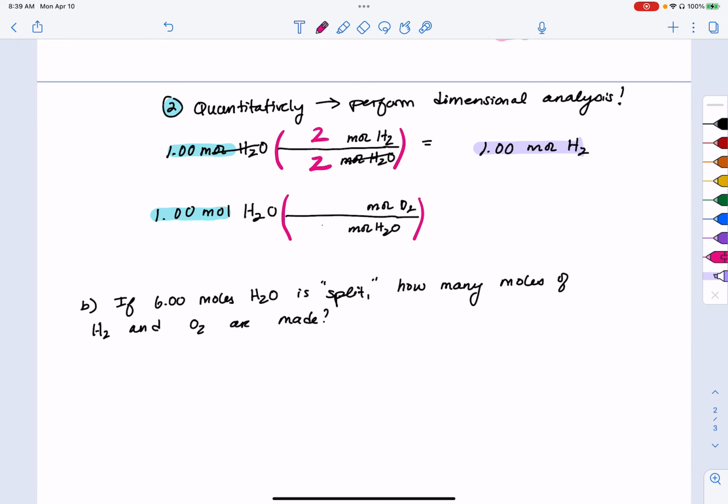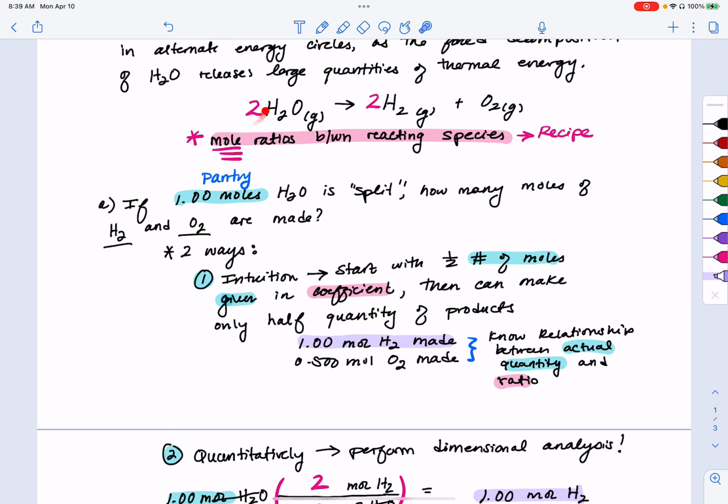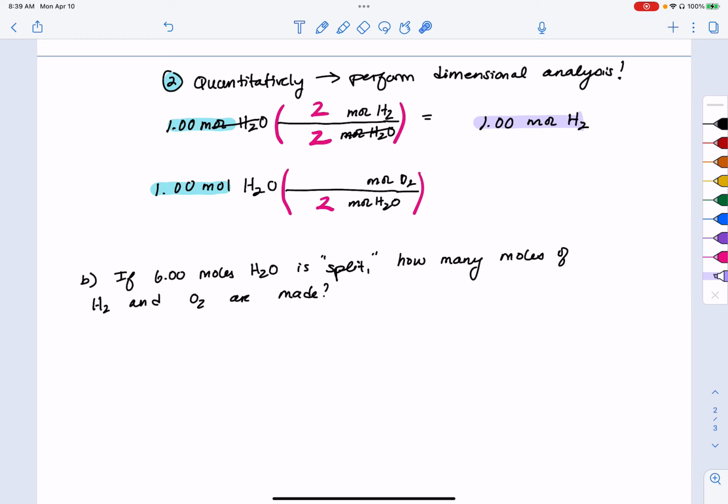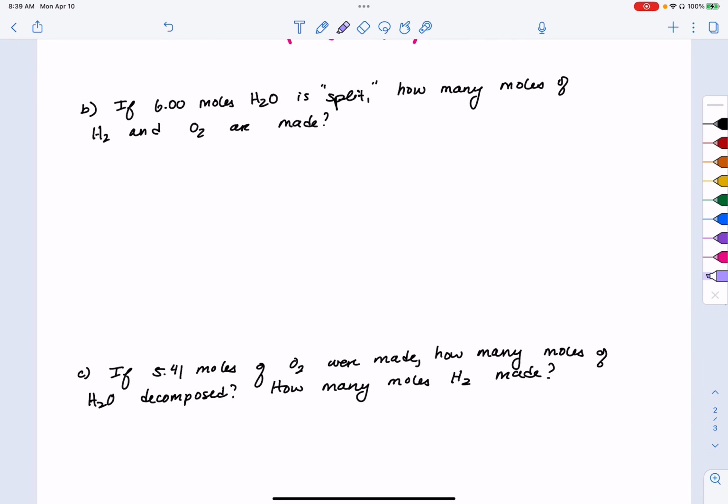So again, for every 2 moles of water reacted, let's go back to our recipe. For every 2 moles of water reacted, I generate only 1 mole of oxygen gas, meaning that I need to cut my moles of water in half. So this is saying times 1/2 or divide by 2, 0.500 moles of oxygen. Does this match our intuition? Yes, it does.